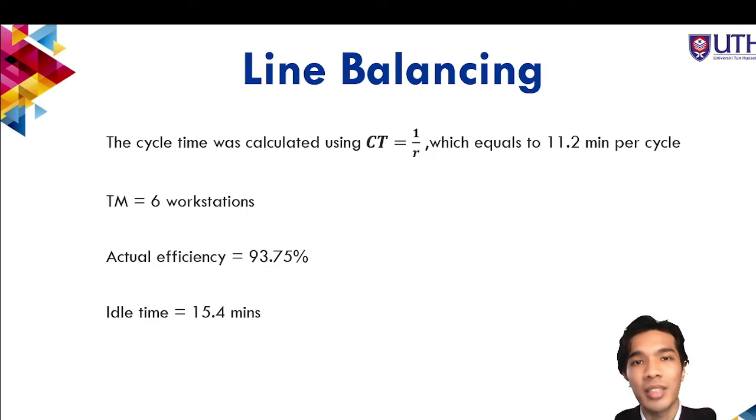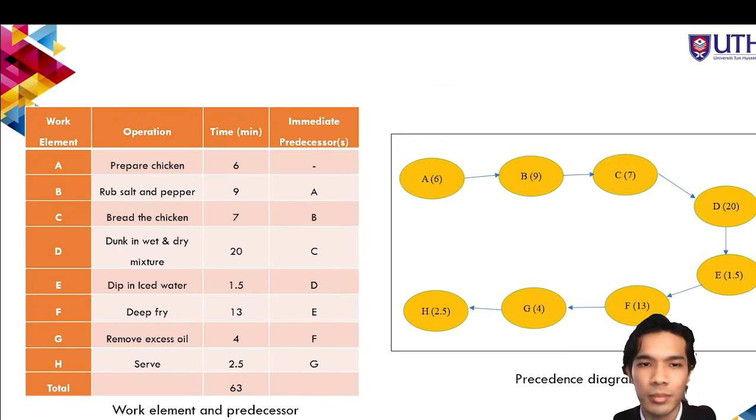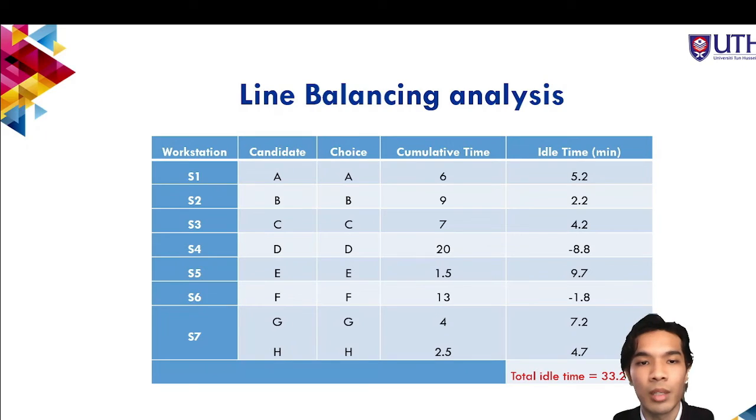In line balancing, the cycle time was calculated using Ct equals 1 over R, which equals 11.2 minutes per cycle. The minimum workstation is 6, and the actual efficiency is 93.75% with an idle time of 15.4 minutes. This is the precedence diagram, which is drawn based on the work element and predecessor table. As you can see, the total production time is 63 minutes. By doing the line balancing analysis, we acquired a total of 33.2 minutes of idling.